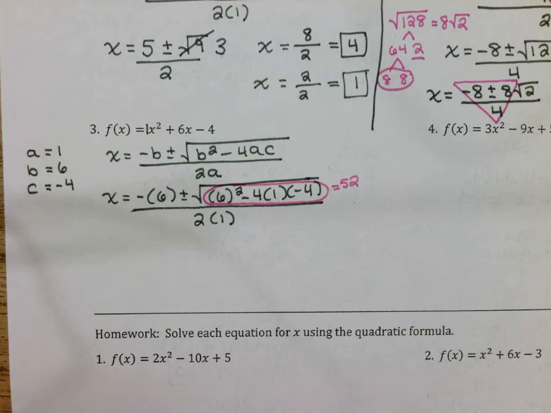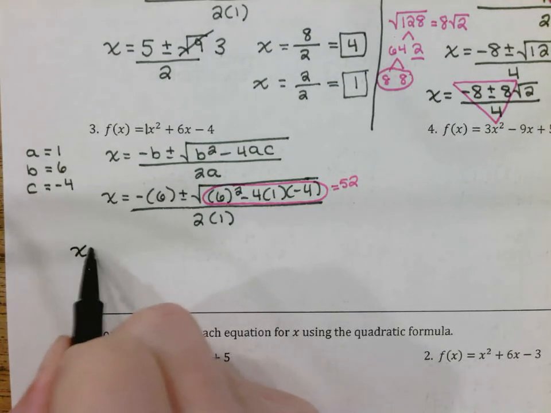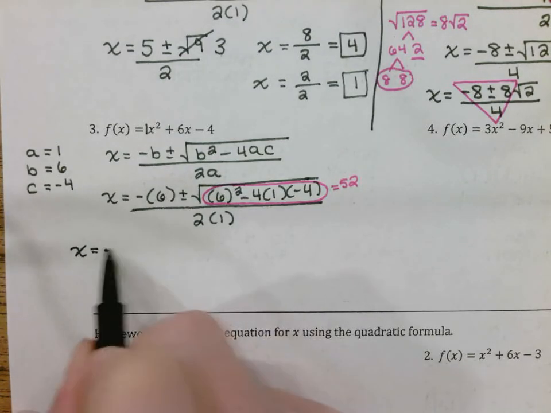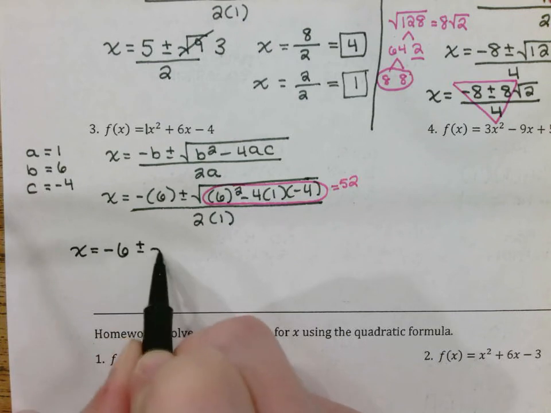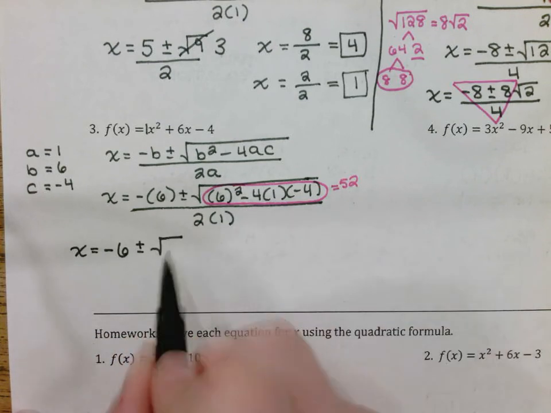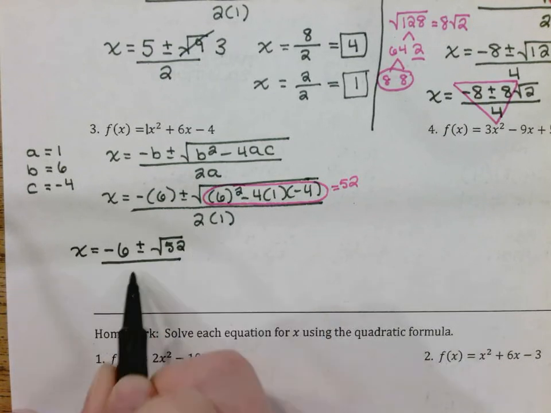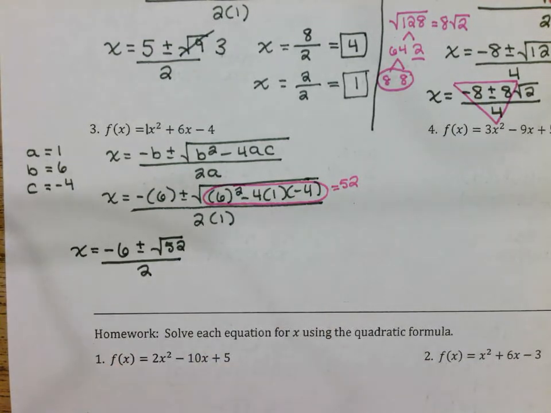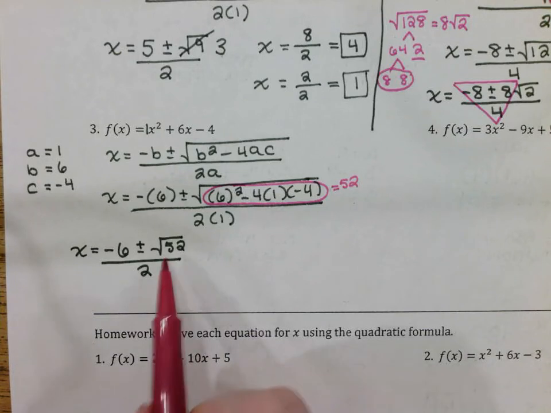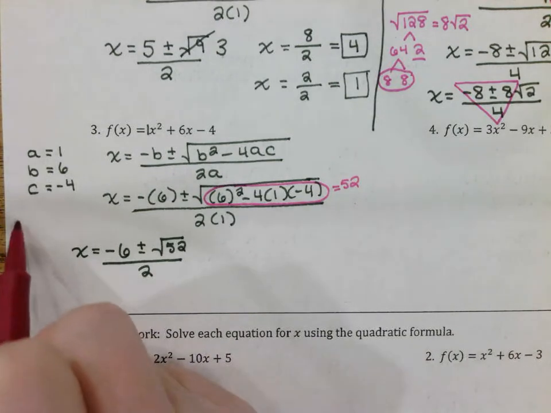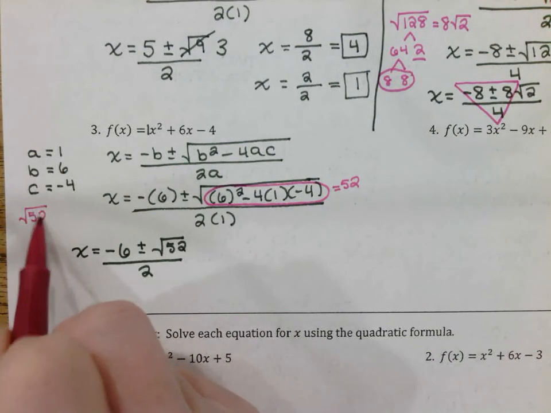Okay, so now we can clean this up a bit. We have x equals negative 6 plus or minus the square root of 52, all over 2 times 1, which is 2. Okay, unfortunately, the square root of 52 is not a perfect square, so we're going to have to do a little factor tree. So I'll do that off to the side here.